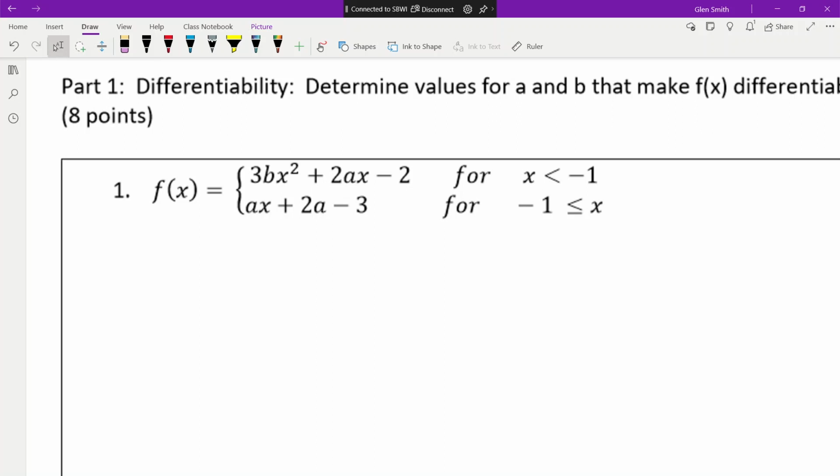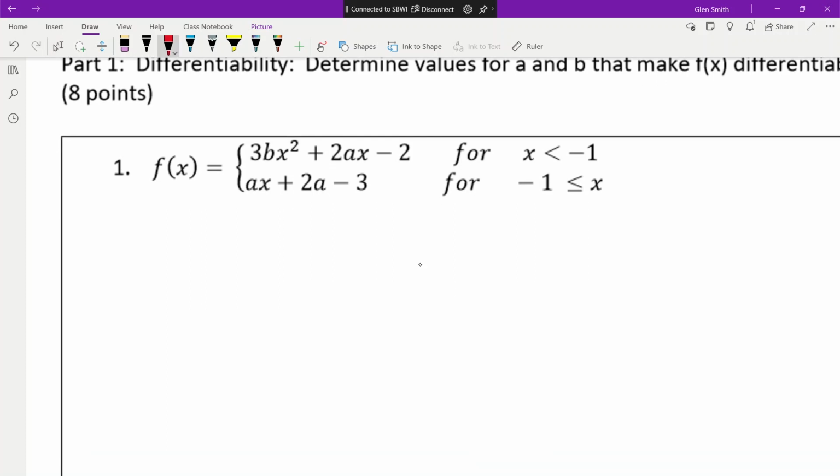For this thing to be differentiable at -1, we need two things to happen. We need the pieces to meet each other at -1. That gives us an equation. Okay? This function, when x is -1, is going to be equal to 3b minus 2a minus 2, because you get -1 squared, and this is 2a times -1. Is everybody okay with that? That's where that comes from.